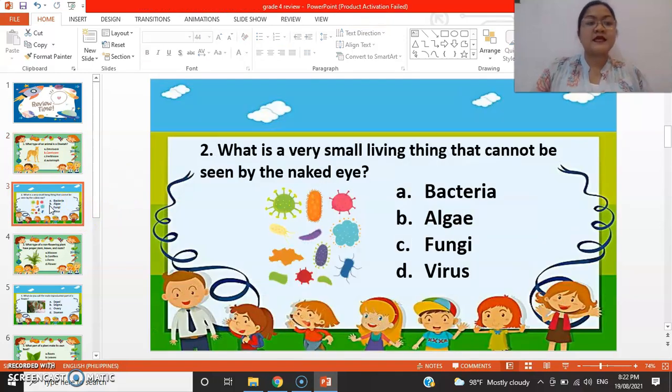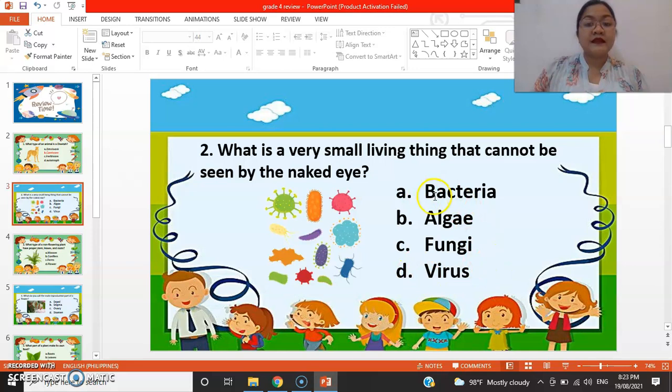Okay, next, number two. What is a very small living thing that cannot be seen by the naked eye? So when we say cannot be seen with our naked eye, we need to use a microscope to see what is in there. So what kind of living thing is that we cannot see with our own eyes? Letter A, bacteria. Letter B, algae. Letter C, fungi. Or letter D, virus.